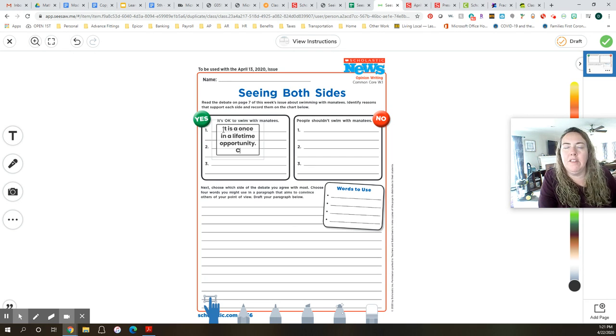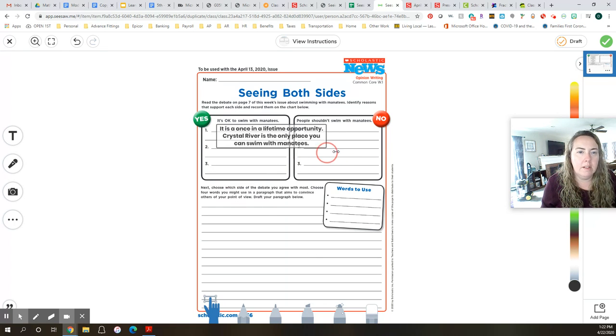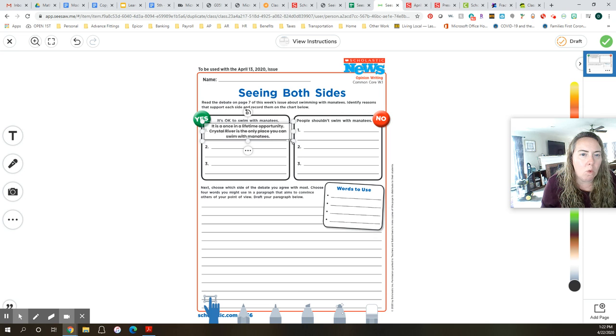And the place where we're swimming with manatees is the only place. Okay, you see that my text box got long here, so I'm going to fix it up, make my text smaller so that it fits right on the line within number 1, okay? All right, that's the first reason why I think it is okay to swim with manatees. You can find the other 2.